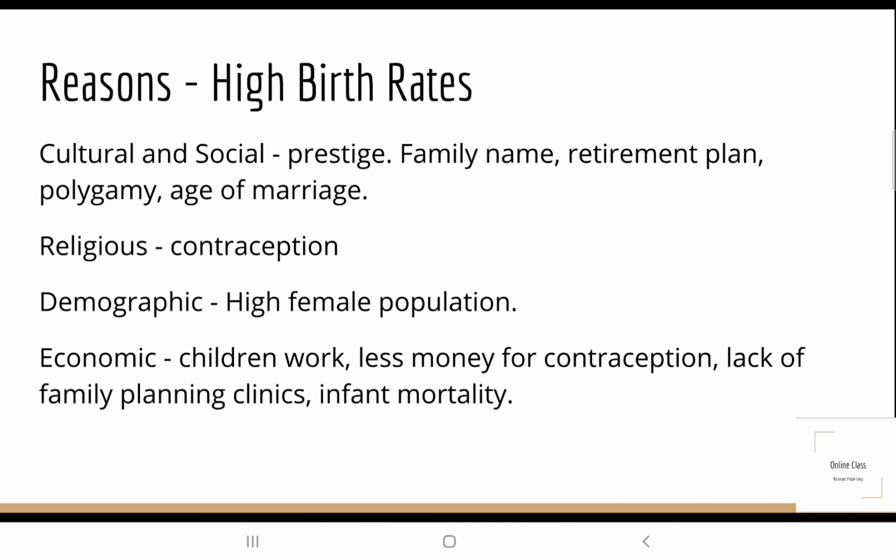There's also less money for things like contraception. People have less disposable income, and contraception is not high on the priority list. Also, a lack of medical facilities and family planning clinics can have an impact, and unfortunately, infant mortality as well. Infant mortality is when children die within their first year of life. So countries that have high levels of infant mortality are more likely to have higher birth rates.